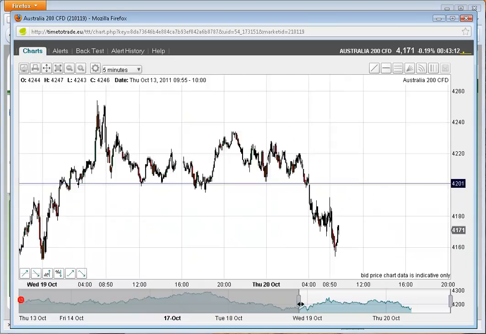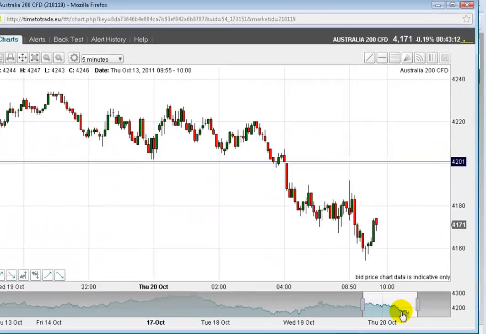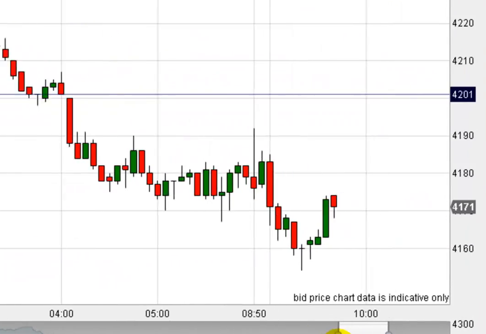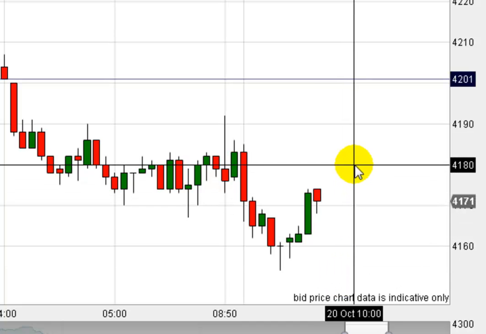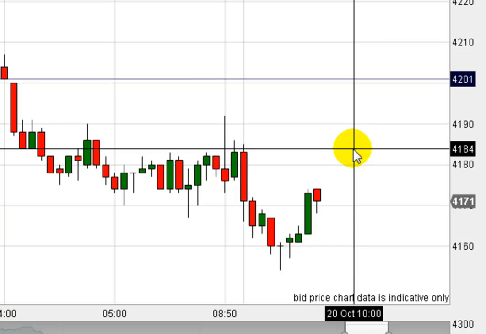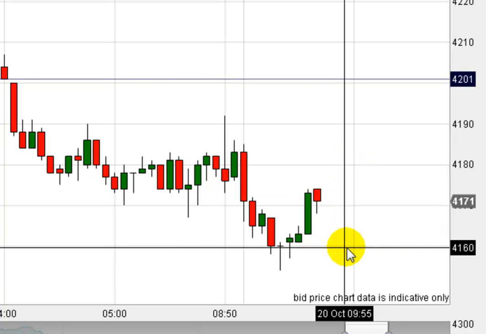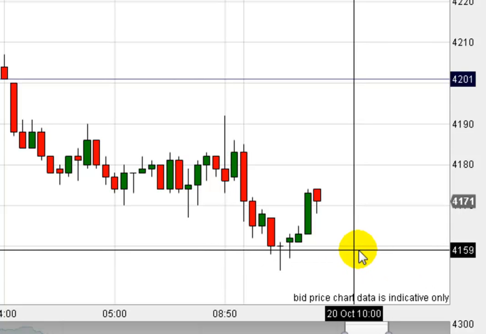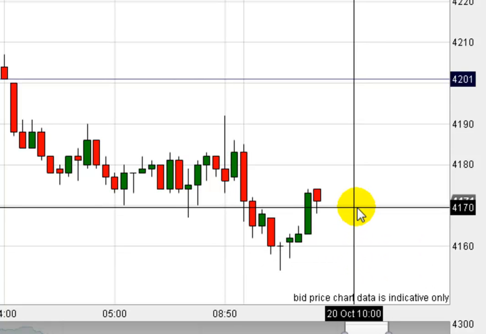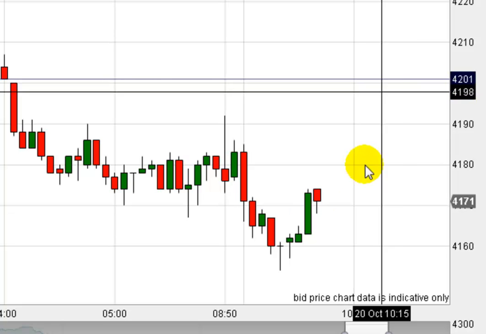So let's have a look a little bit closer here. We'll zoom in. Okay, so let's say, for example, we wanted to only buy it if the market rose above 4180, or we wanted to short sell if the market fell below 4160. So it's just a sample idea. So during news items, this is a great strategy, or just prior to news items, because the market will usually rocket one way or another depending on what that news item is saying.